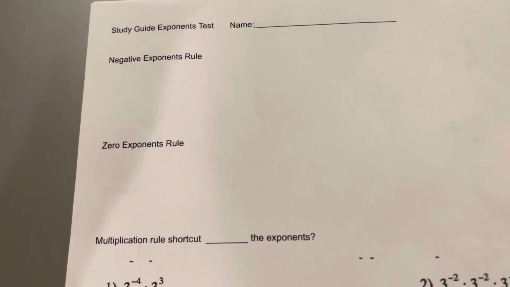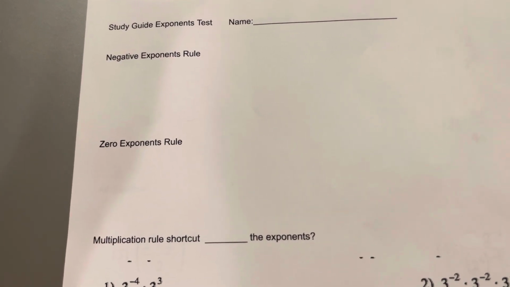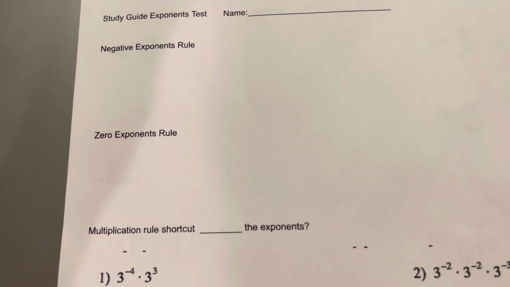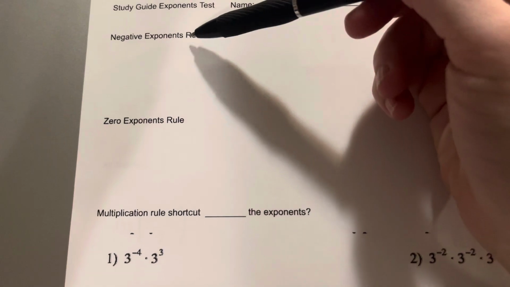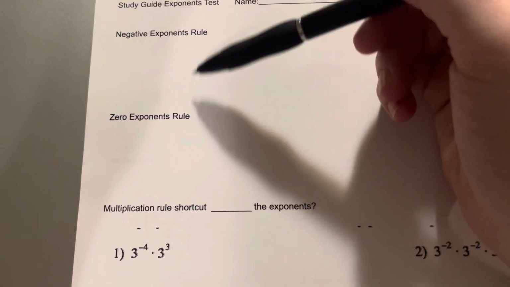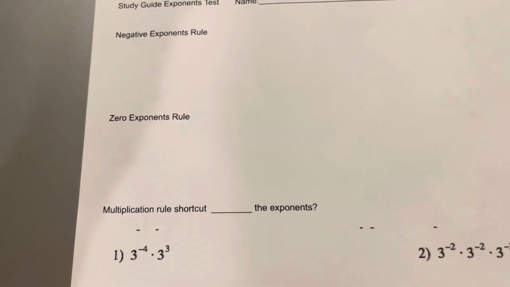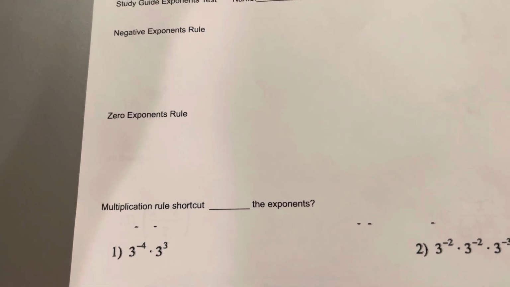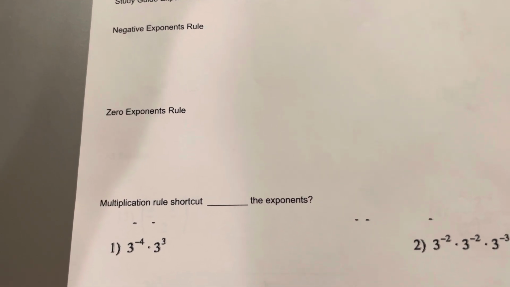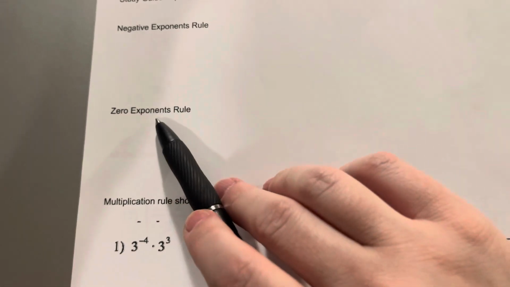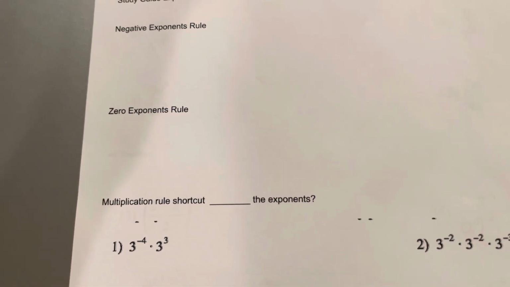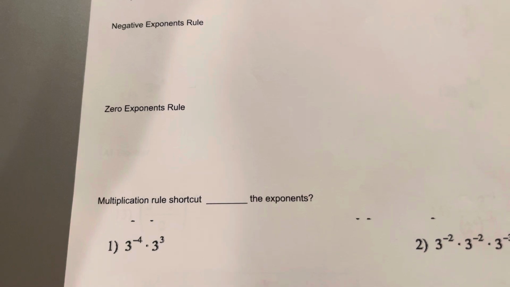Hey class, today we're going to go over the study guide for our exponents test that we're going to have tomorrow. Now the first two rules are actually the last rules that we just learned. We want to address them first so that as we go through the study guide, any negative exponents or any zero exponents we get, we can rewrite them in the correct way and get the problem right.